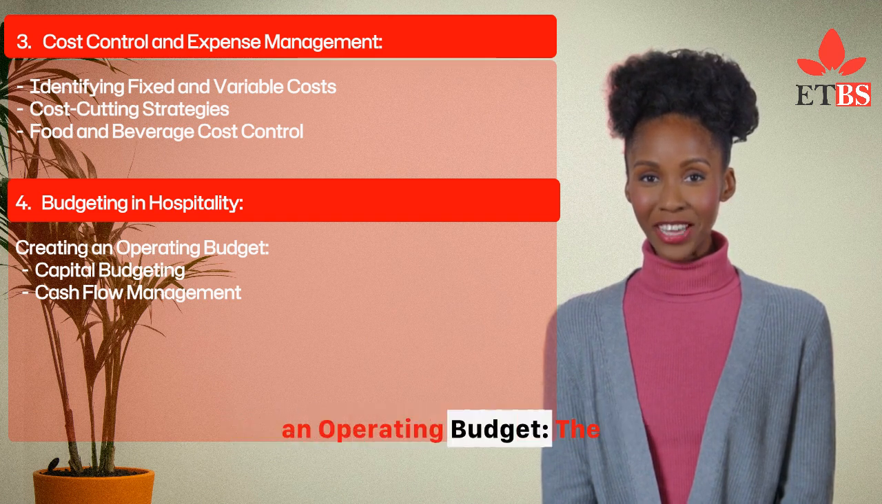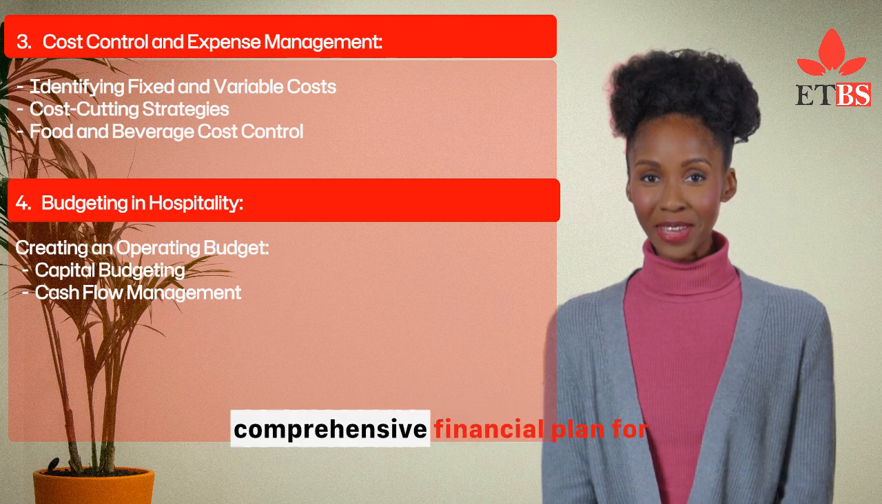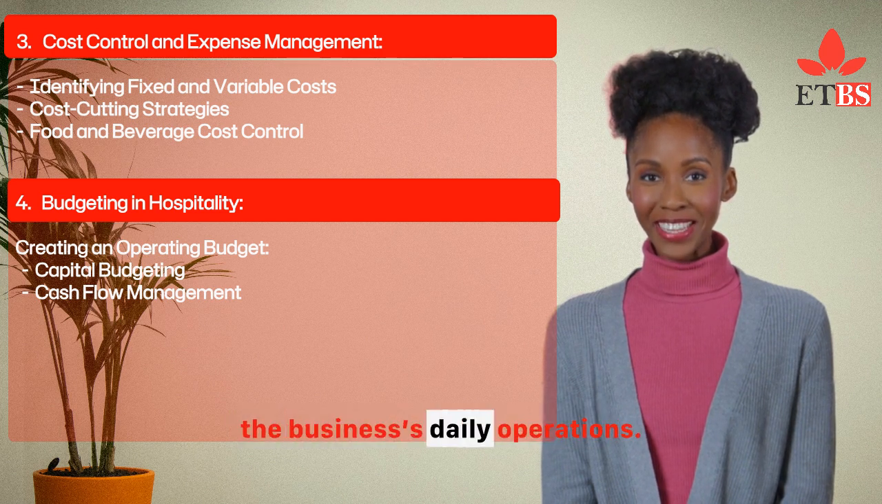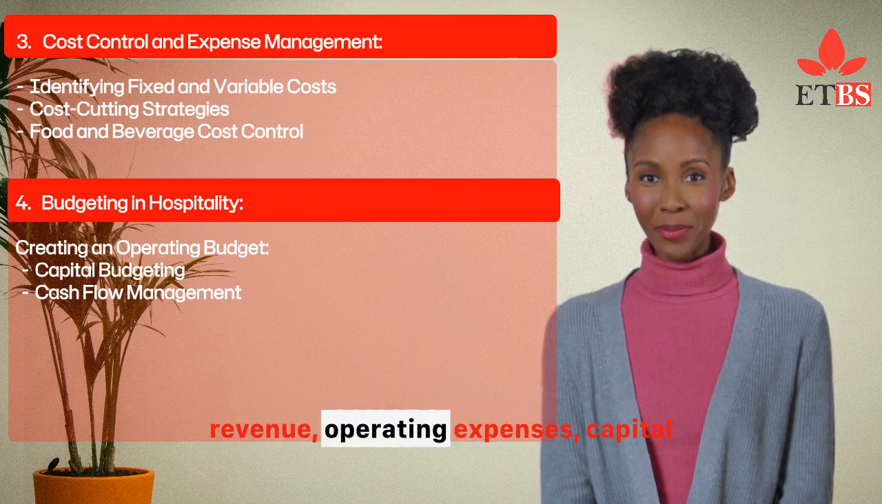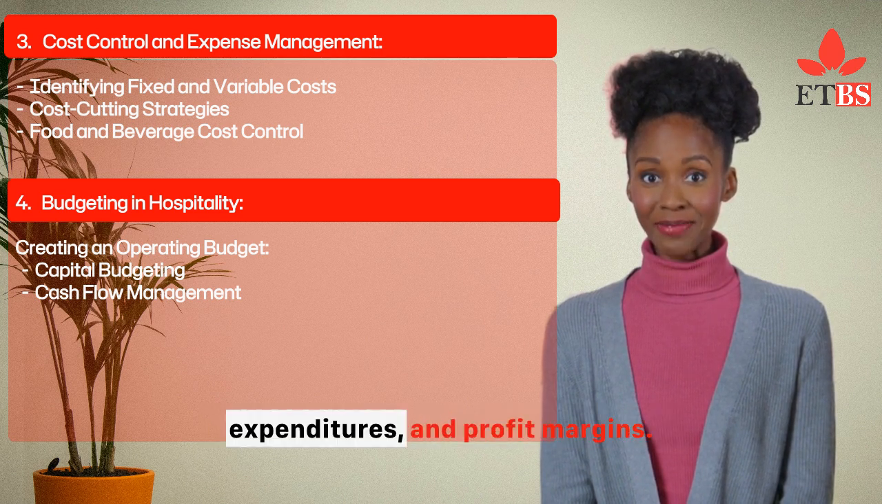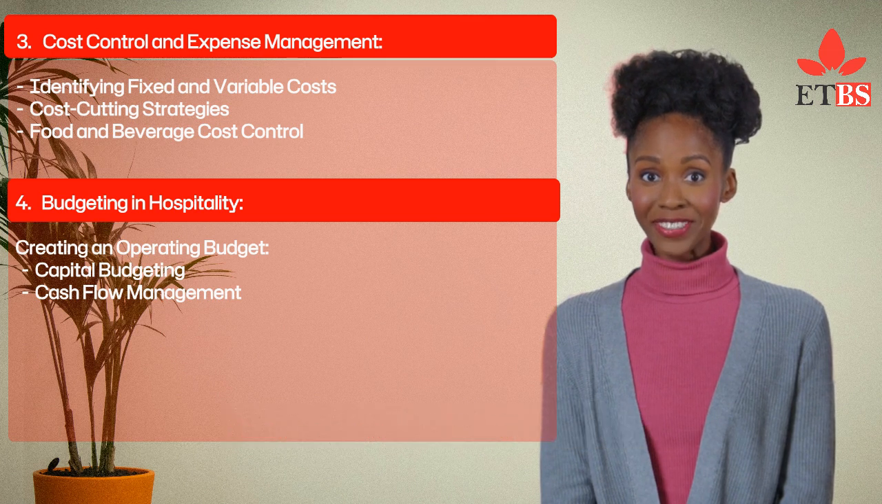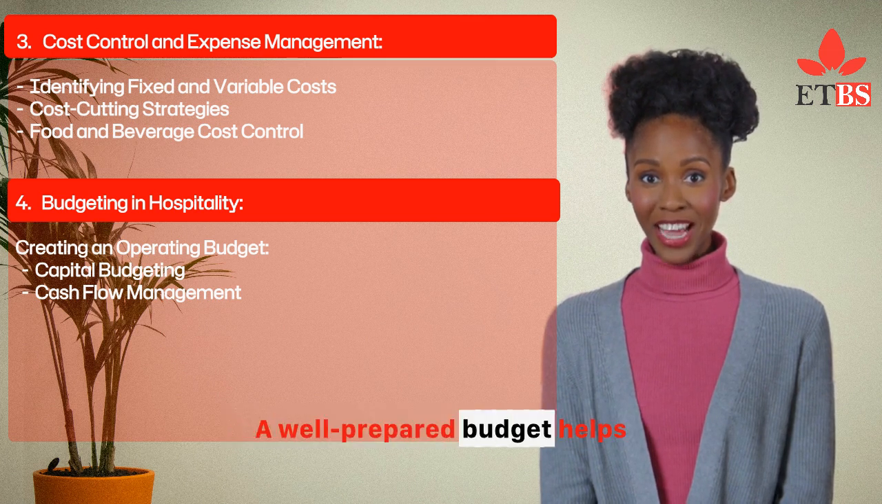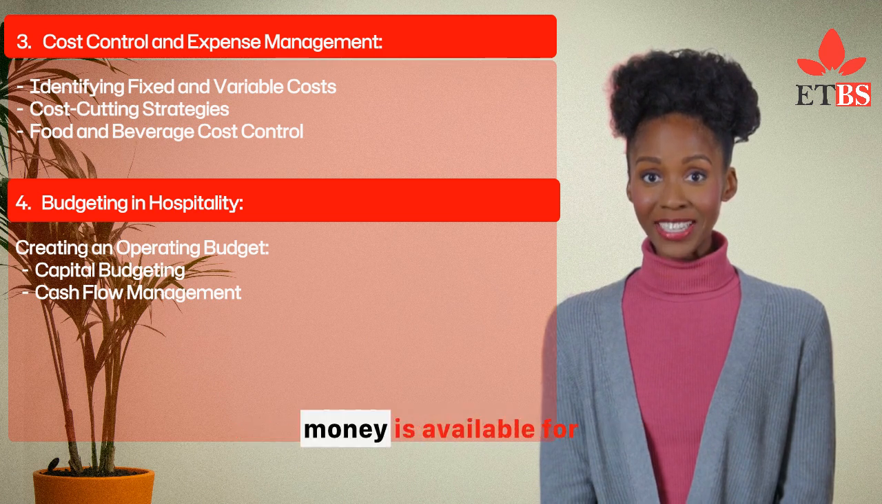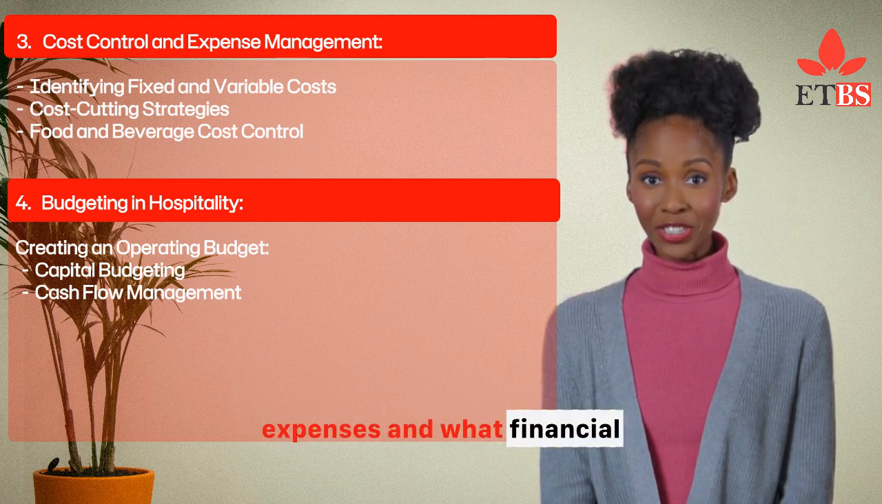Creating an operating budget. The operating budget is a comprehensive financial plan for the business's daily operations. It includes estimates for revenue, operating expenses, capital expenditures, and profit margins. A well-prepared budget helps managers understand how much money is available for expenses and what financial goals they should aim for.